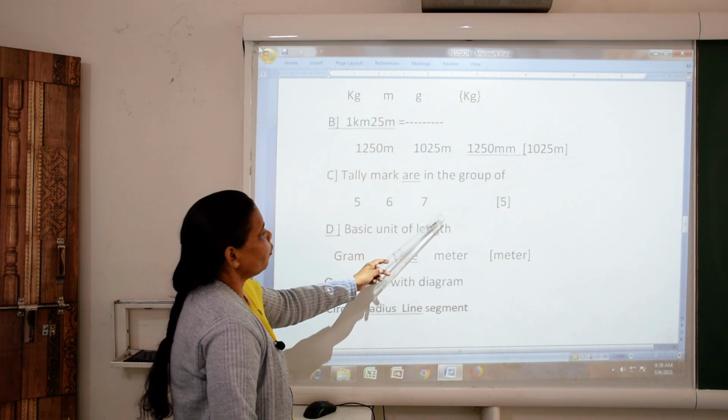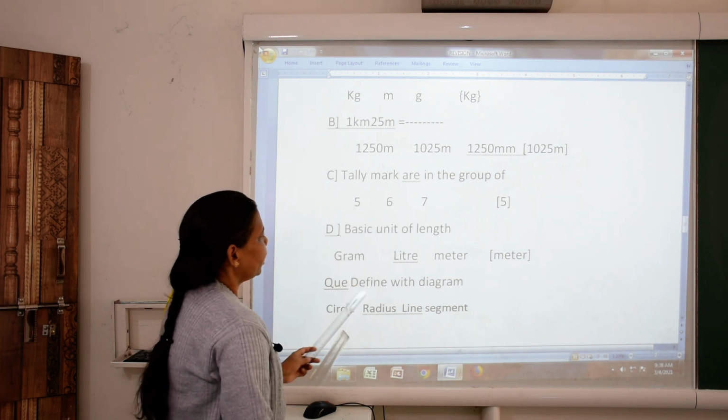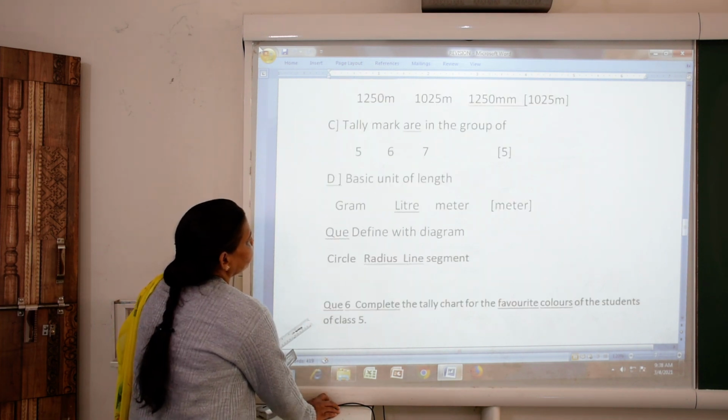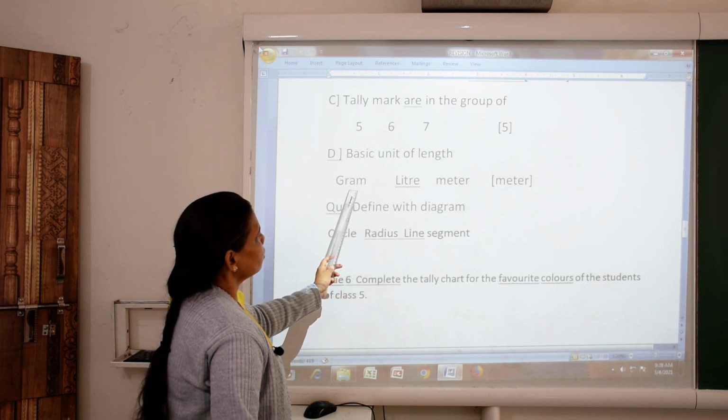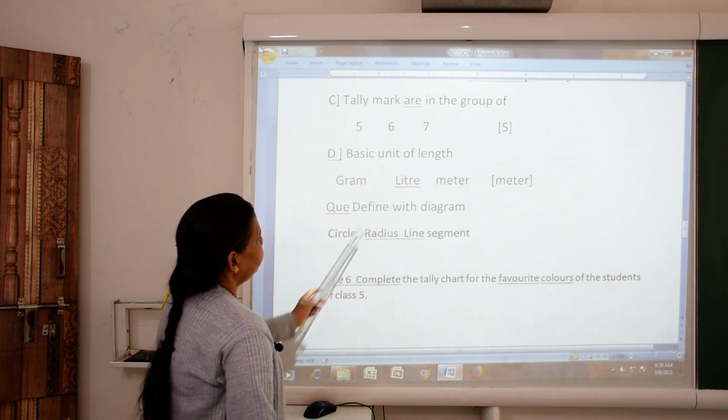Tally marks are in the group of 5. The basic unit of length is meter.